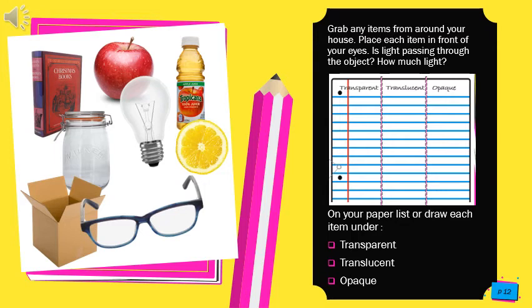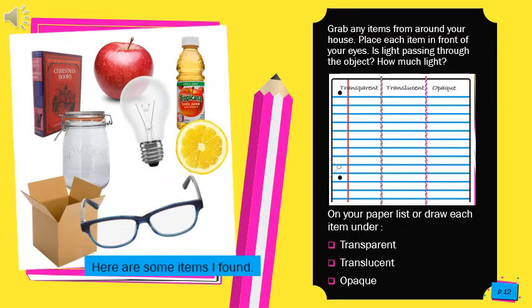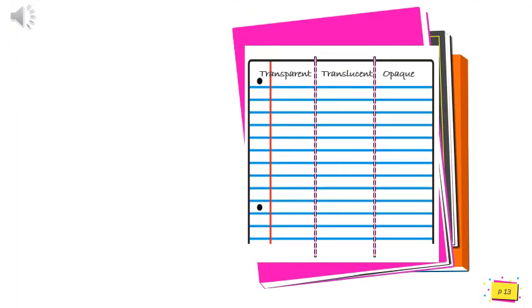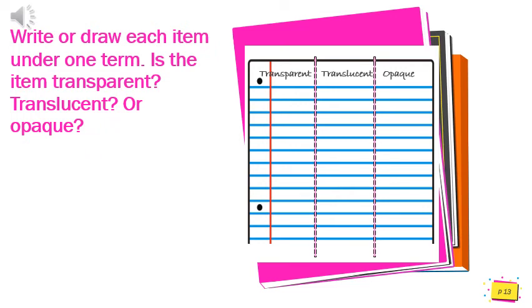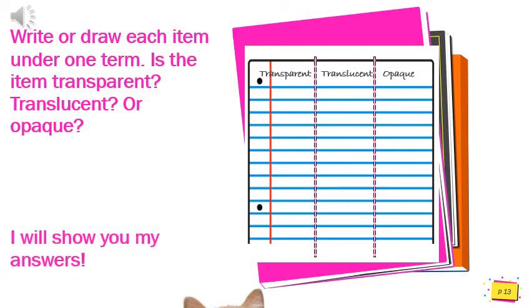Here are some items I found around my house. Write or draw each item under one term. Is the item transparent, translucent, or opaque? I will show you my answers.